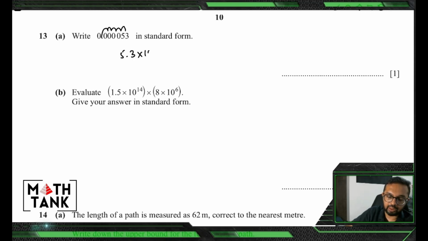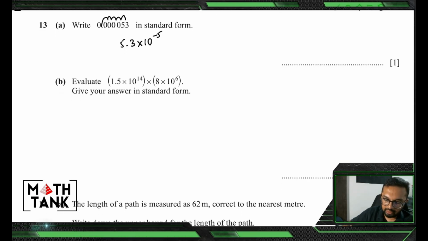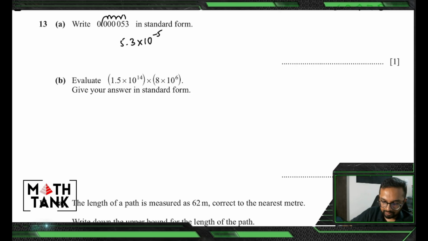5.3 into 10 power minus 5, because I'm moving the decimal to the right. This is a multiplication question, so relatively simple. I just have to multiply the numbers together. 1.5 into 8. If you don't know that directly, you can just do the long division. 8 times 5 is 40, 8 times 1 is 8, plus 4 is 12, so 12.0. So 12.0 and 10 power 14 plus 6 gives me 10 power 20.